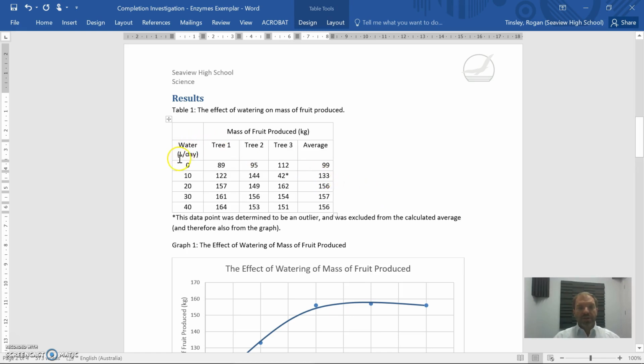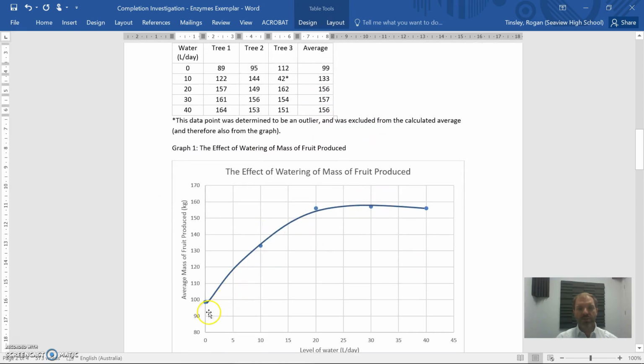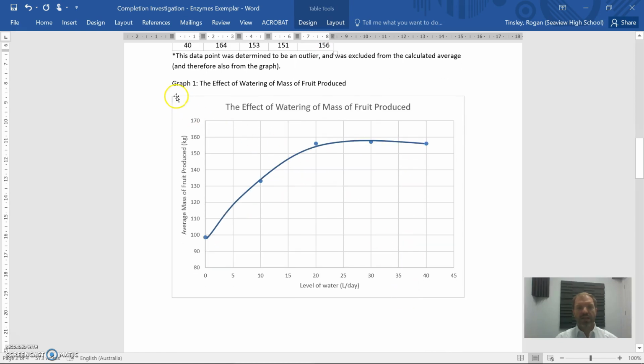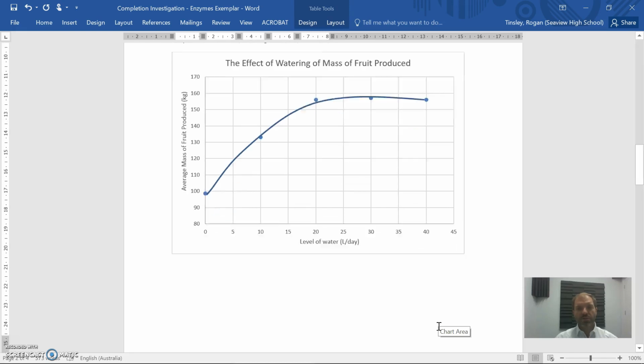So when we plot this, again from the last video, we're taking the water in litres per day as our X values and the average mass of fruit produced as our Y values and plotting those directly. So I should be able to find any point on here. 20 litres goes with about 155. I can see that 20 litres goes with 156 there. So each of those data points is represented by my table. Again, the graph has a title and the axes are labelled with the units. So that's one thing about transposing it from Excel to Word, but then the next part is actually what you need to do in your discussion.